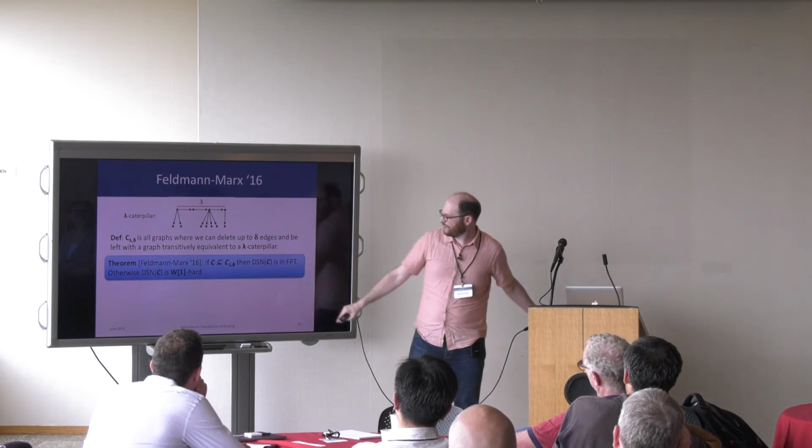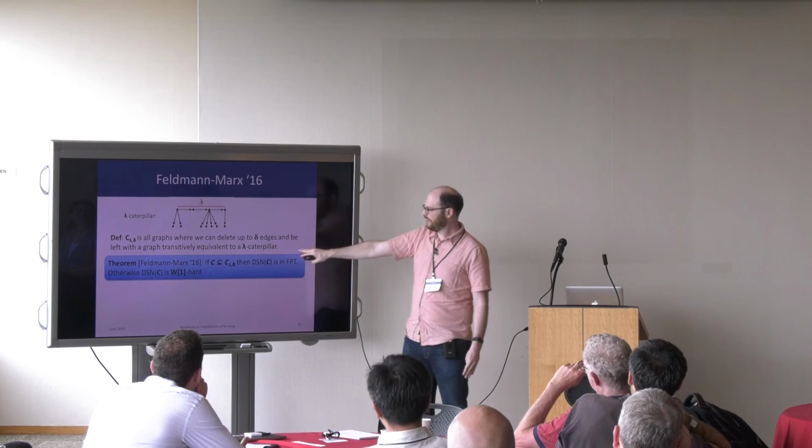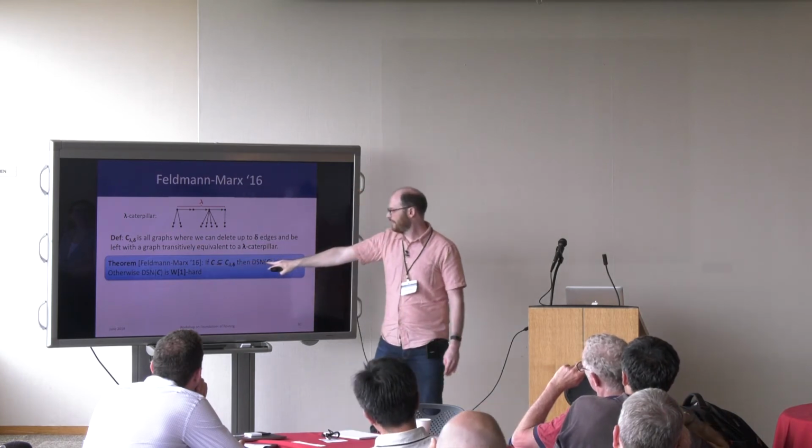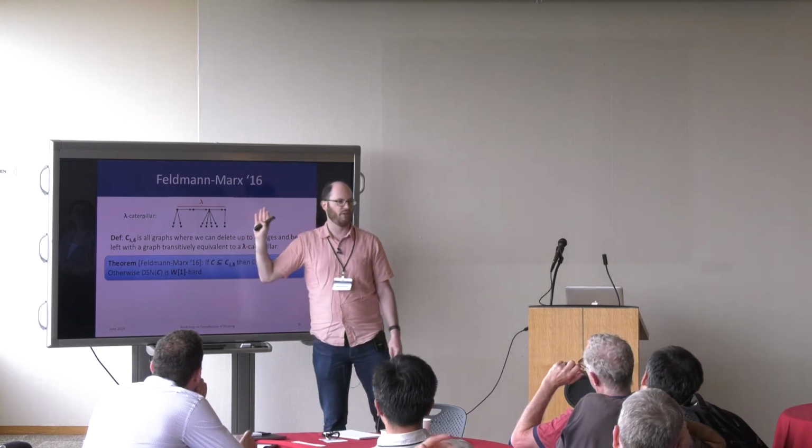Okay, and their theorem is that this is the class of easy graphs for directed Steiner network. Right, so for them, if you're in C lambda delta, then directed Steiner network on that demand class is in FPT. Otherwise, it's W1 hard.